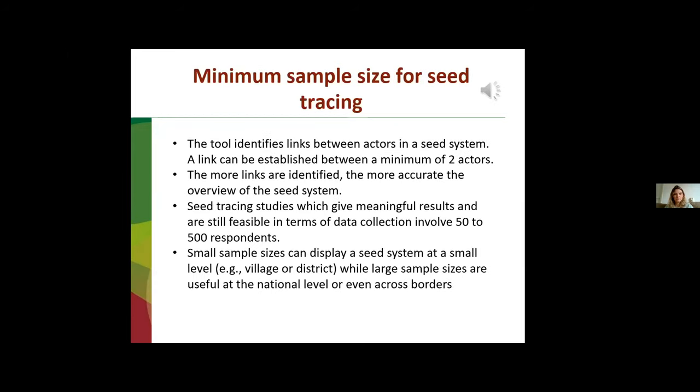So about the minimum sample size for a seed tracing study, what the tool does is identify links between actors in a system. And the link can already be established between a minimum of two actors. But the more links that you identify, the more accurate your overview of the seed system becomes. Seed tracing studies that give a meaningful result and are still feasible usually involve around 50 to 500 respondents. The smaller sample sizes can cover a small area, whereas the larger your sample size, then it also becomes meaningful for a larger area, or maybe to do a survey across borders.